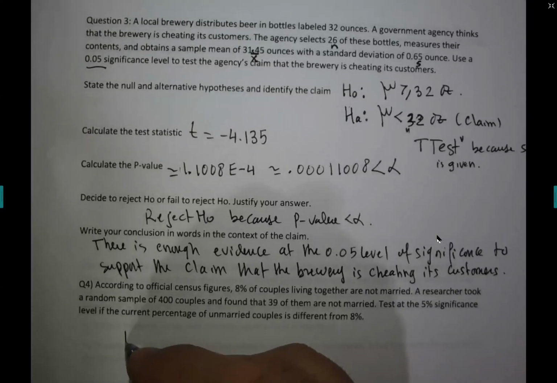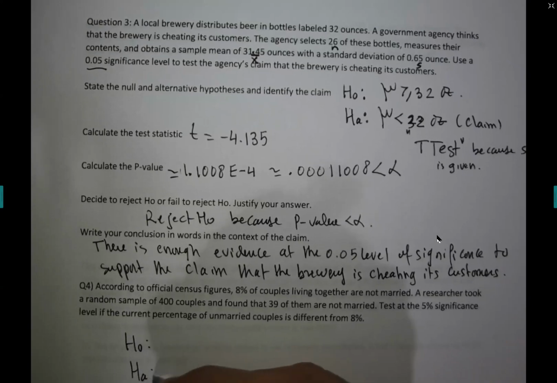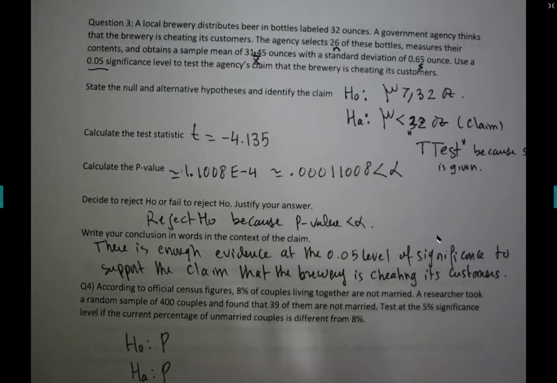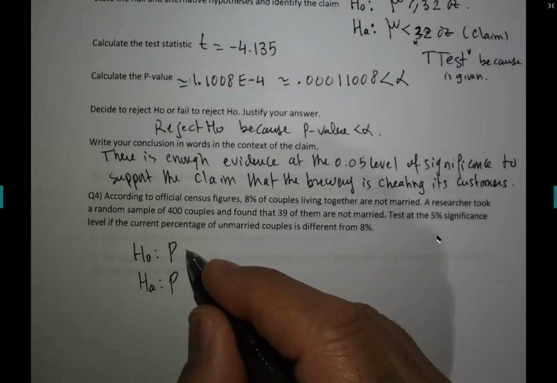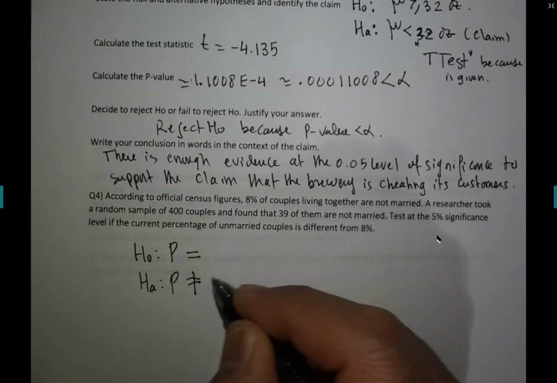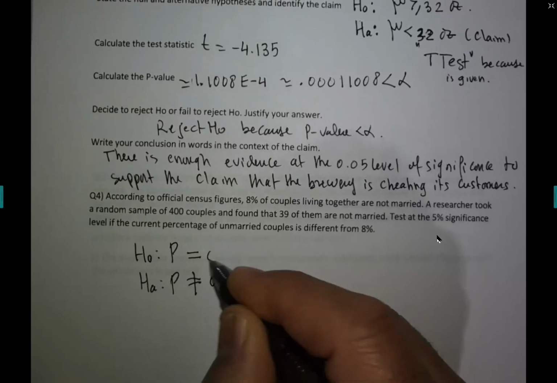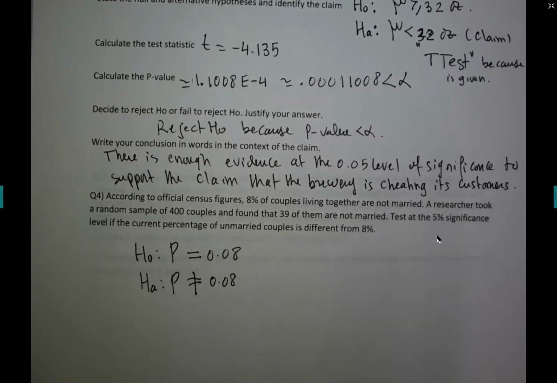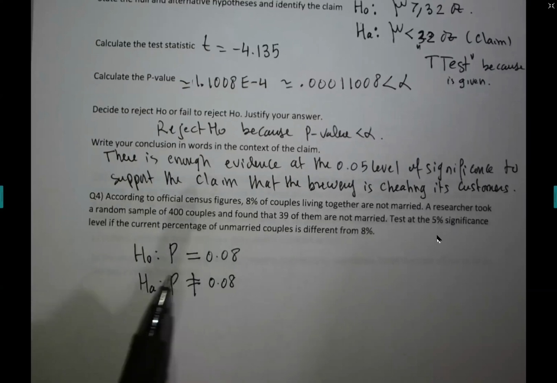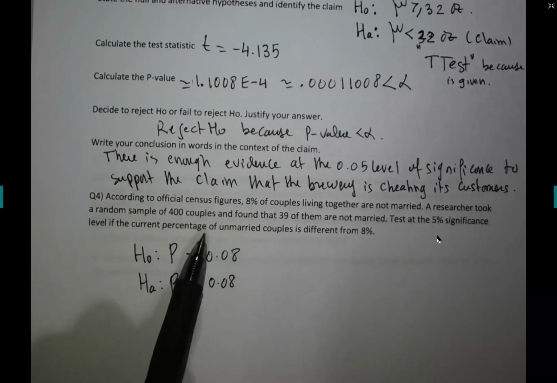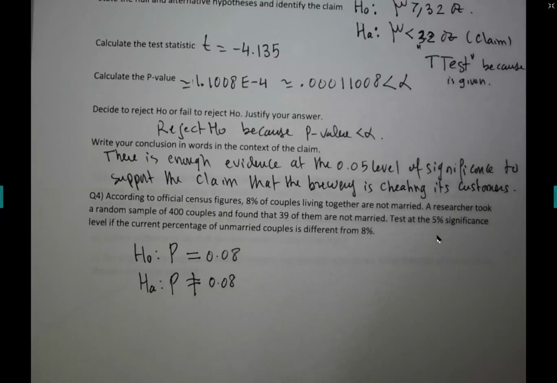You guys, you shouldn't even get confused here. It's a percentage question. It's a proportion. What would be the null and the alternative here? Equal and not equal to? Yeah. 0.08. And where is the claim, guys? He says, test at the 5% significance level if the current percentage is different from 8%. So would you guys agree that the claim is in the alternative hypothesis, in HA?